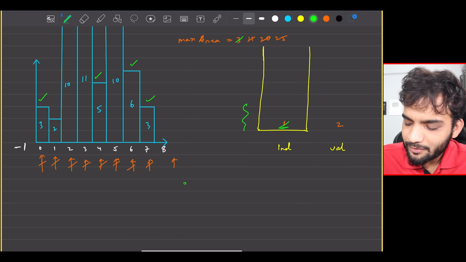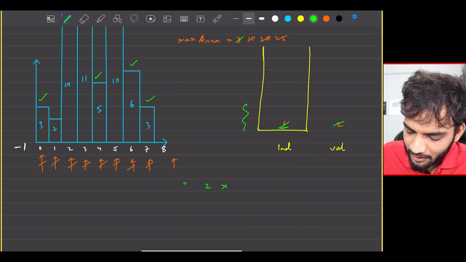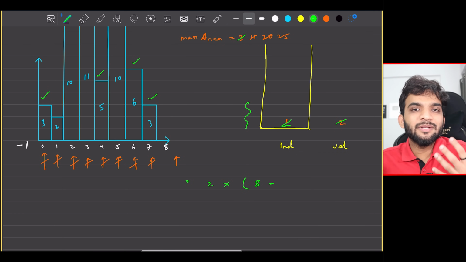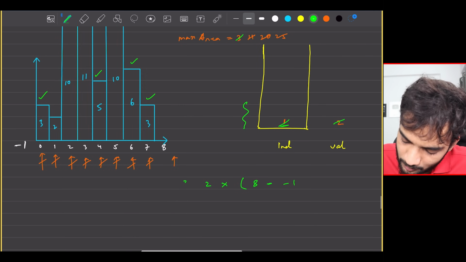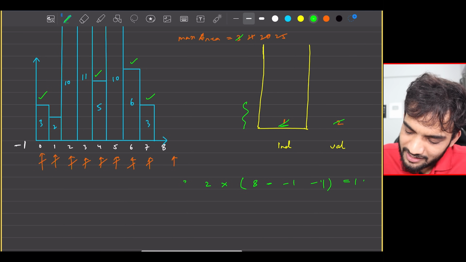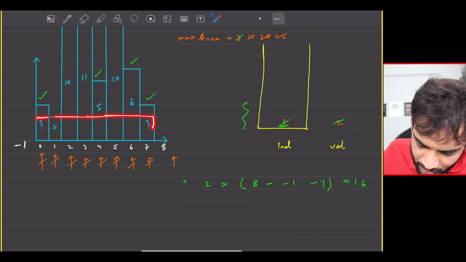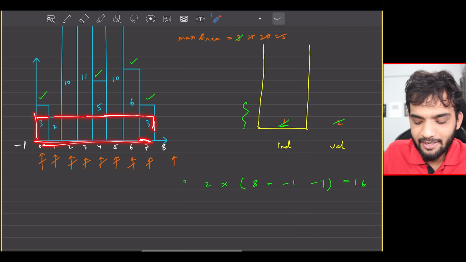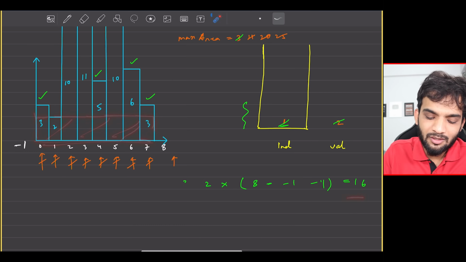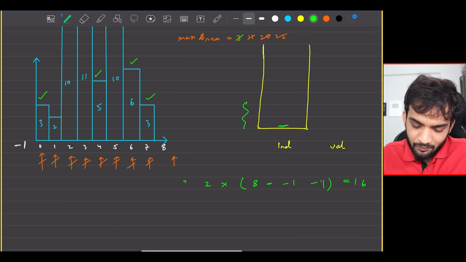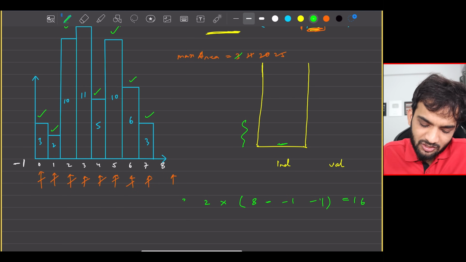Now let's come to the last element, which is this one. I can say 2 multiplied by the right, which is at 8. And since there are no elements in the stack, on the left it will be minus 1 and a minus 1. It gives you a 16. Does make sense because 2 will go till here and 2 will go till here, which is 8 blocks. And the area will be 16. So I'm done with this as well. So the stack is empty. Once the stack is empty, I can say that I've touched 2 as well.